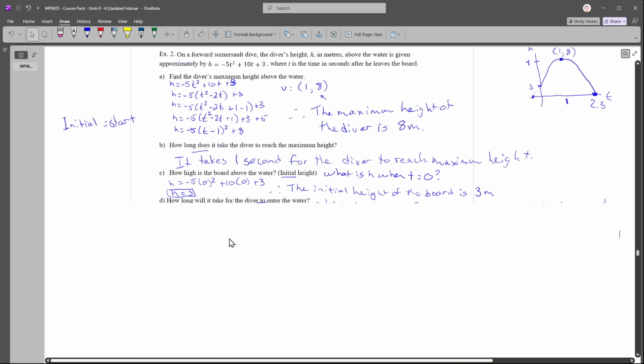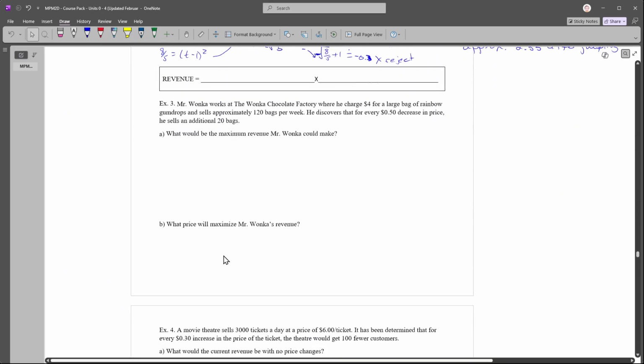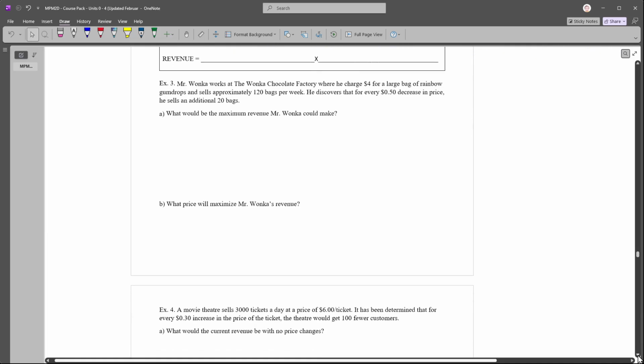Now let's get into money problems or revenue problems. Now revenue basically boils down to how much money did you earn? That's what revenue is. Revenue is all about how much money did you make, all right? So money earned.